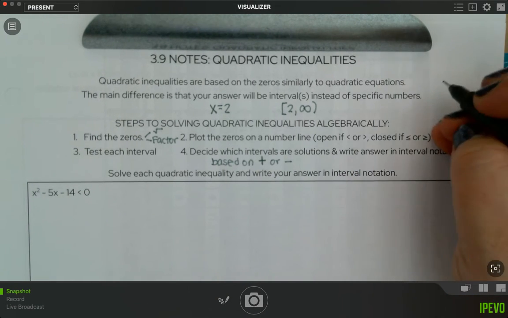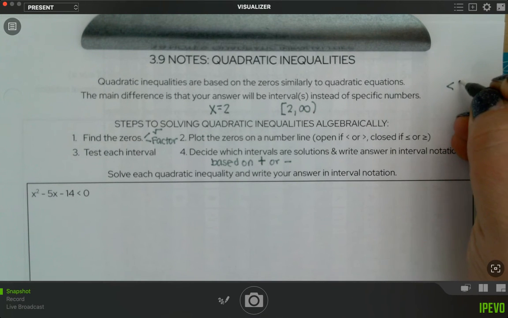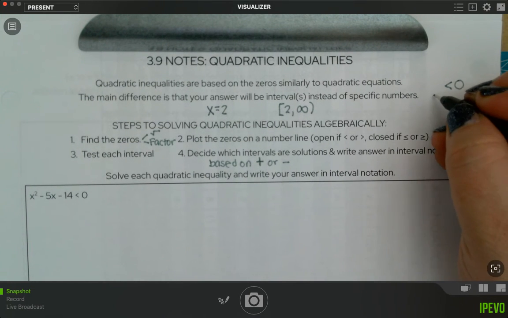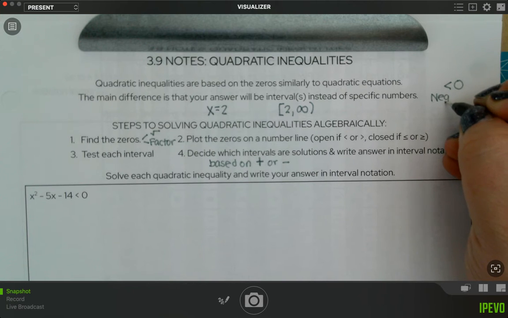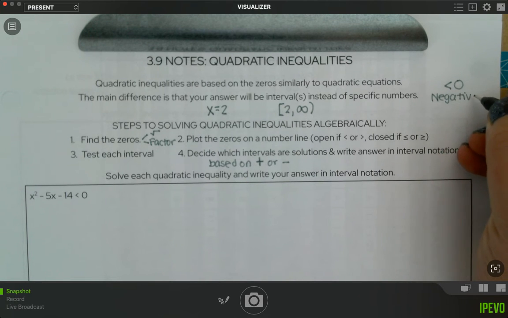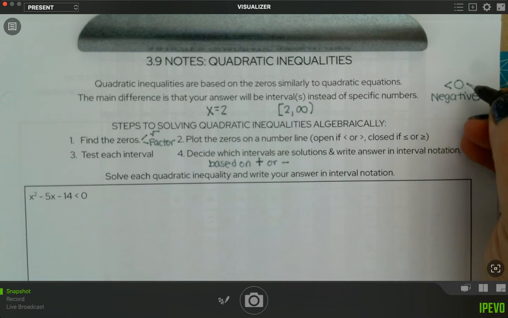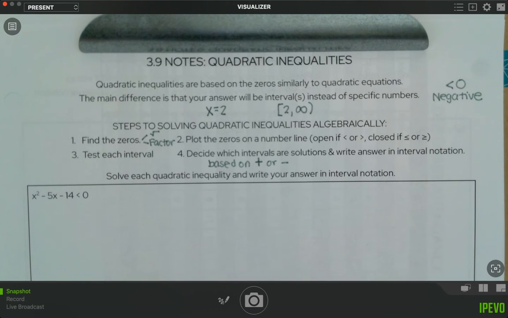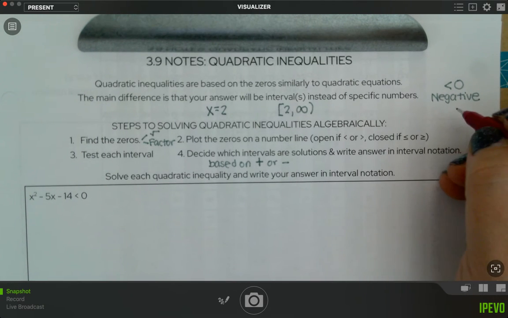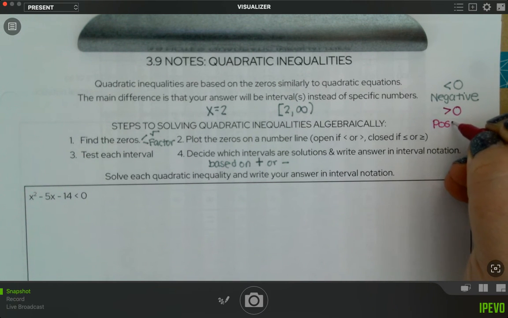One quick review thing that I want to say is that if it says less than 0, that's negative numbers. I know that we all know that negative numbers are less than 0, but sometimes putting these two things together is a little tricky. And if it says greater than 0, that means you want anything positive.